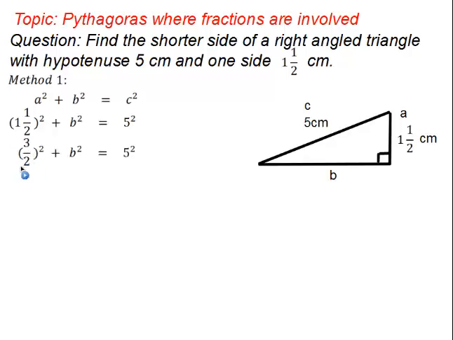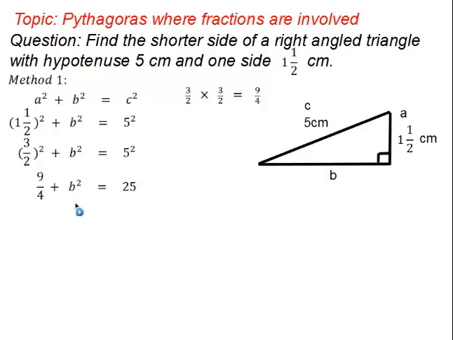Now let's think about this. 3 halves squared, well, that means 3 halves times 3 halves. And we know when we multiply, after we've done our cancelling, and there's none here, we multiply the numerators out, 3 3's are 9, and we multiply the denominators, 2 2's are 4. So 3 halves squared is the same as 9 over 4. So this becomes 9 over 4 plus B squared is, and 5 squared is 25.